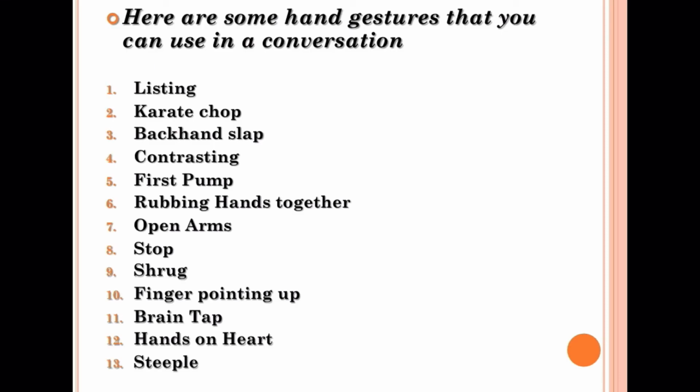So, here are some hand gestures that you can use in conversation, like listing, karate chop, backhand slap, contrasting, fist bump, rubbing hands together, open arms, stop, shrug, your finger pointing up if you're pointing on something, brain tap, hands on heart, steeple. So, most common dito guys na nakita ko is yung hands on heart. If you're really sincere, you will show hand gestures like hands on your heart.